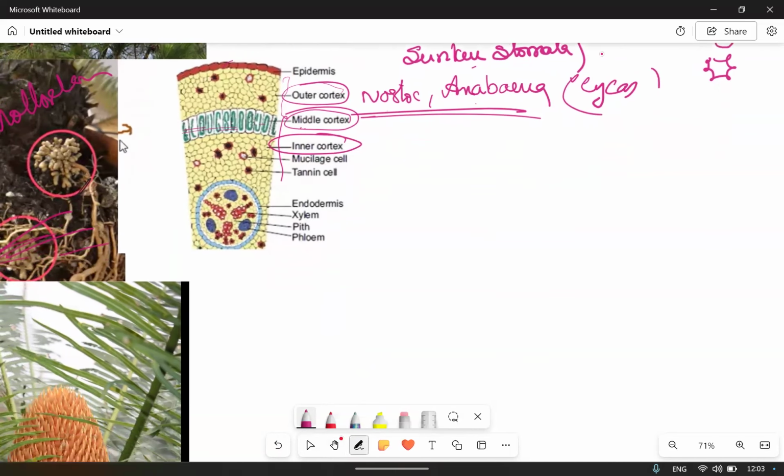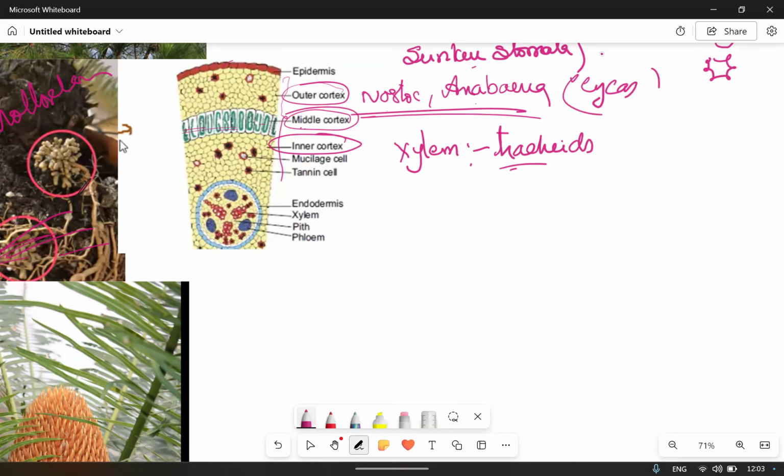And what about these vascular tissues? Xylem. We have studied in pteridophytes, xylem has only tracheids. Here also you can see only tracheids. But we can see vessels in Gnetum. Gnetum is also one of the examples of gymnosperms.